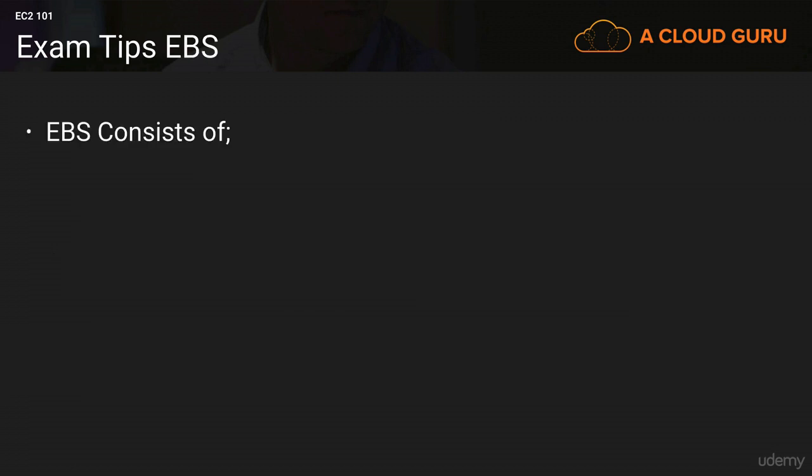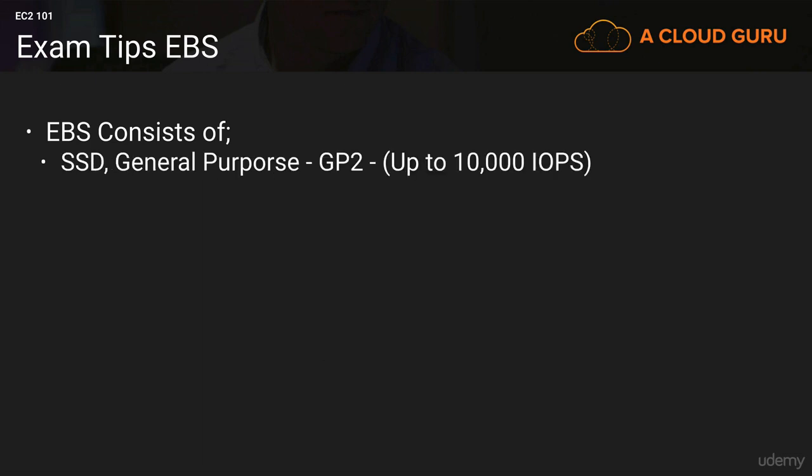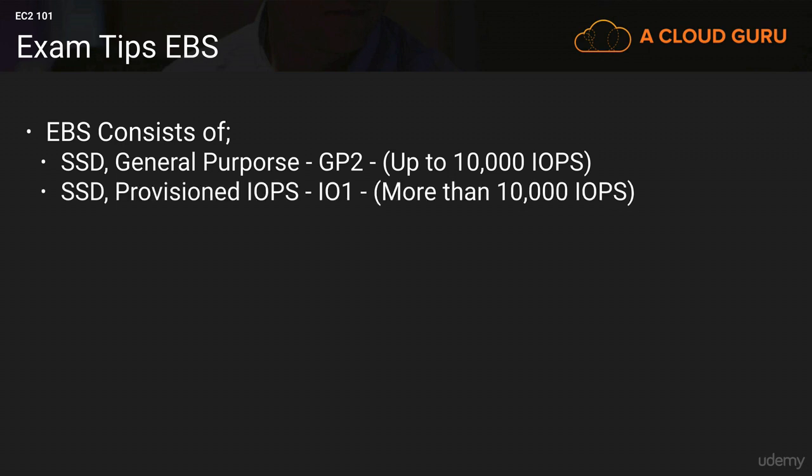And then finally, moving on to EBS. So what does EBS consist of? Well, it's SSD general purpose. So this is for anything up to 10,000 IOPS. We then have SSD provisioned IOPS, which is IO1, and this is for anything more than 10,000 IOPS, and you can have up to 20,000 IOPS per volume with provisioned IOPS now.